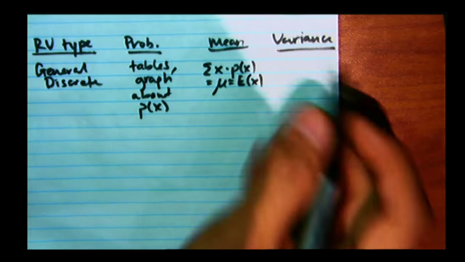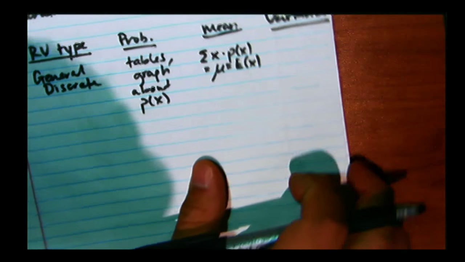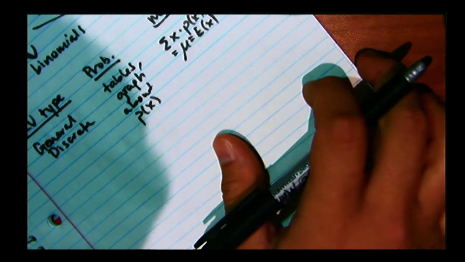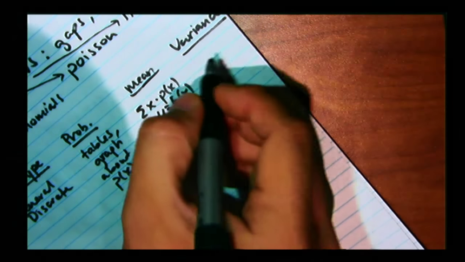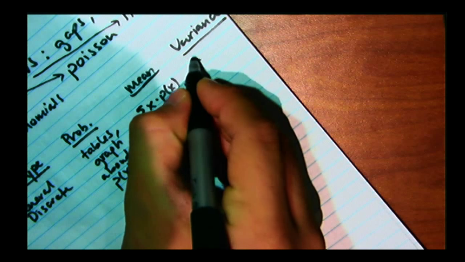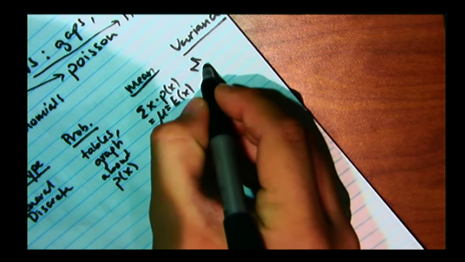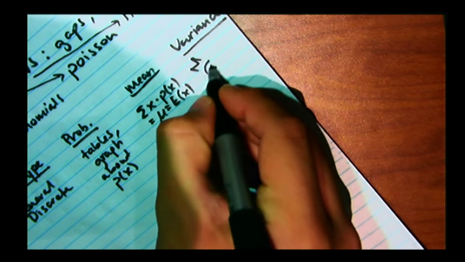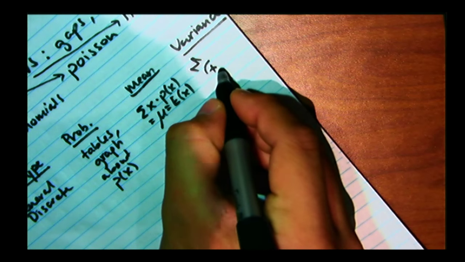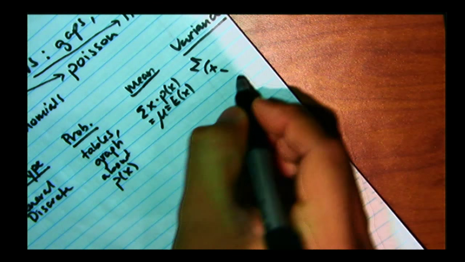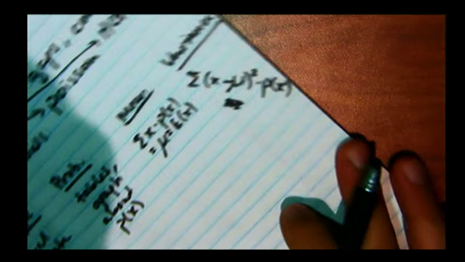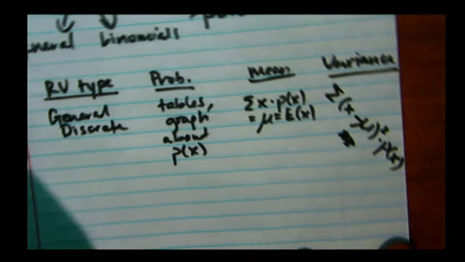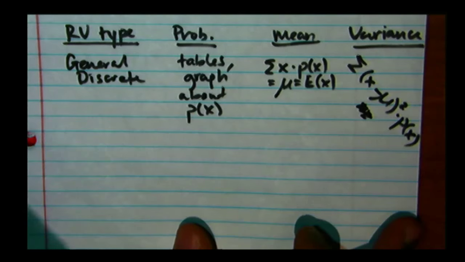Let me turn it a little bit to the side here so I can maximize my space. The variance is going to be the summation of every x minus the mean, squared, times p of x. There is another variation of this equation that I don't know if the textbook particularly goes into. Some professors don't go over it. But nonetheless, if you utilize these formulas, this will carry you through the general discrete case.